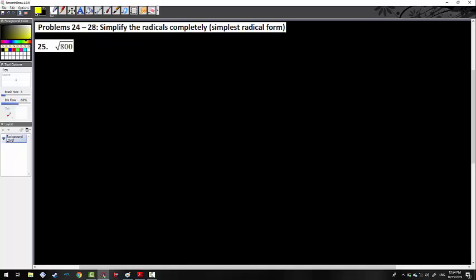In the next section, we are going to be asked to simplify radicals completely, leaving them in the simplest radical form. So the first problem, 24, was actually pretty easy because it's the square root of 400, which is a perfect square. But when we have problems like this that are not perfect squares, how do we break them apart? Well, it's been a while since we've done this, but usually I look for two numbers that multiply to 800, where one of them is a perfect square and the other one is not. This one is relatively obvious.